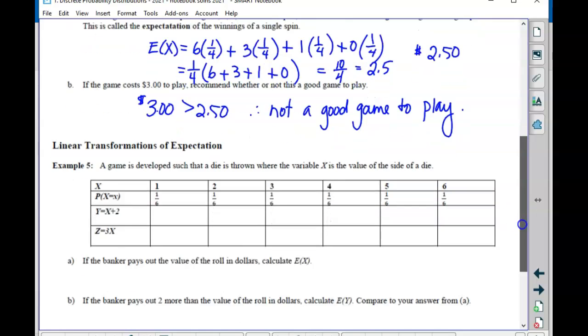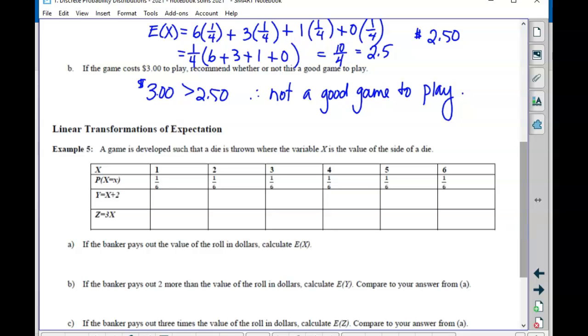Okay, so we're not going to fill this in quite yet. It says, part A, if the banker pays out the value of the roll in dollars, so that means this is actually going to be what you win, $1, $2, $3, $4, $5, etc. Calculate the expected value of that. So that's very much like the last one. Fastest way for doing this, because all the probabilities are the same, would be 1/6 times 1 plus 2 plus 3 plus 4 plus 5 plus 6.